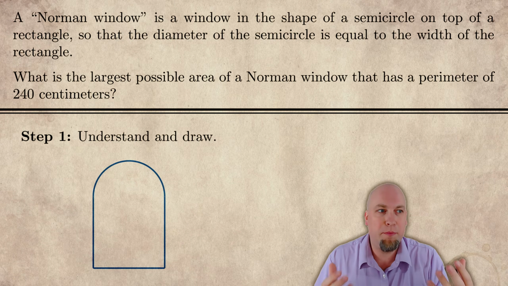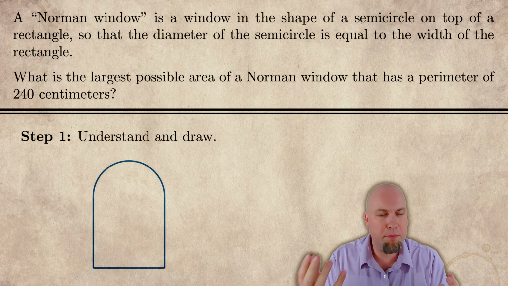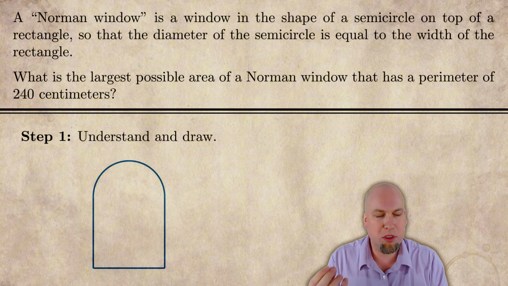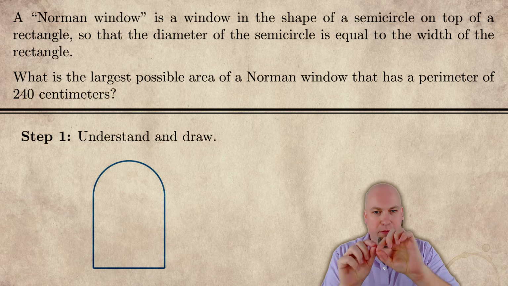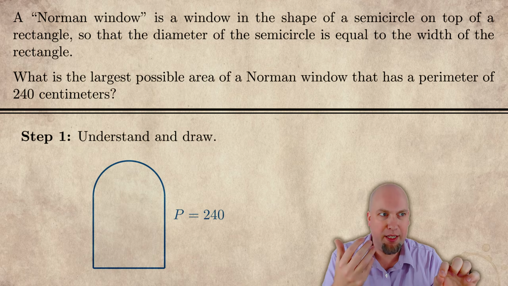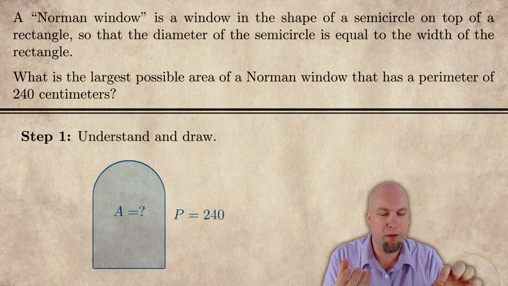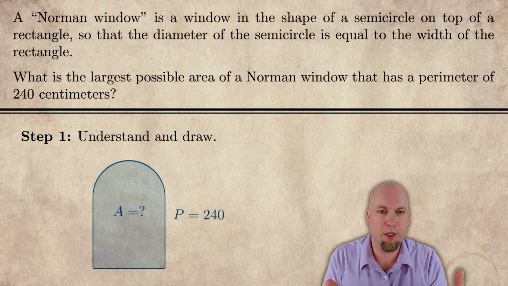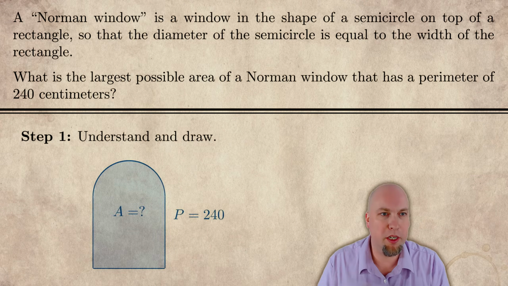And that's the point, right? There are lots of different possible shapes of Norman windows out there, and what we're trying to do is find the one that has, well, we fix the perimeter at 240 centimeters, and we're trying to find the one that has the largest area. But there are lots of them that have 240 centimeters of perimeter. How do we find the best one? That's what we're going to do.